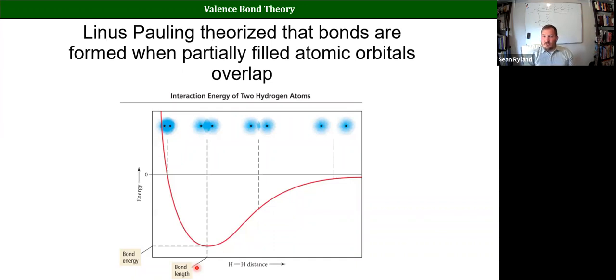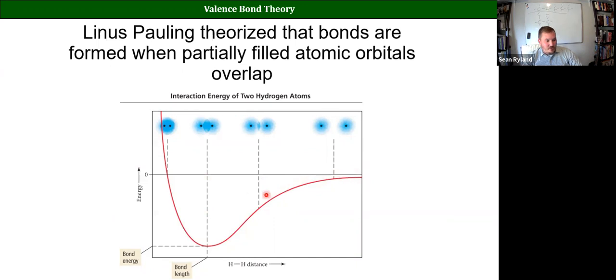Because if the nuclei get too close, nuclei are all positively charged, right? So if you bring the nuclei too close together, you might get your orbitals overlapping better, but you wind up with the nuclei pushing each other away more. And so that's what you see with the shape of this graph. That's just showing the energy of the system. If you start with two atoms that are totally separated, it's close to, we call it zero energy. Zero is kind of arbitrary. We'll just call it zero.